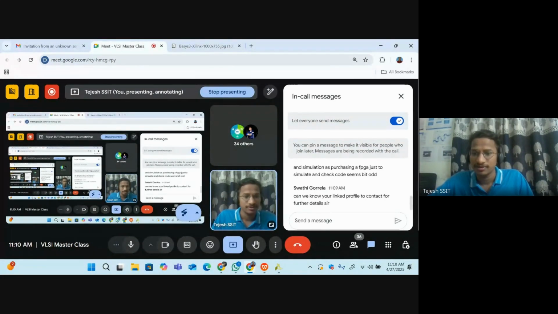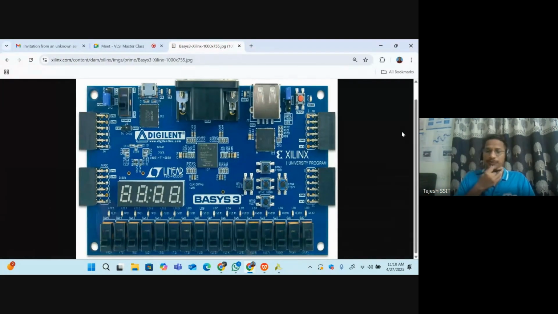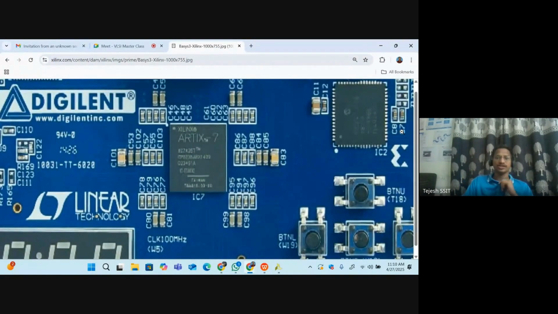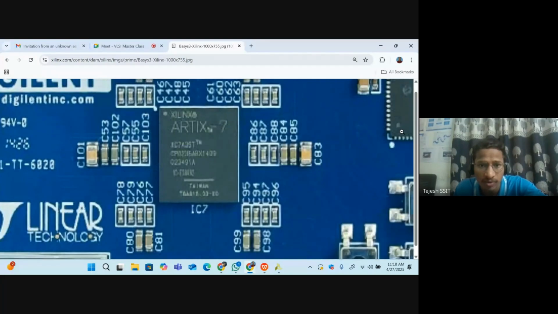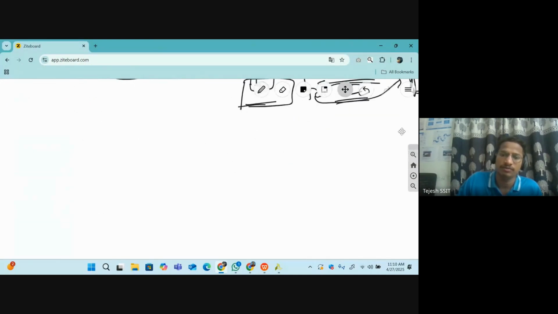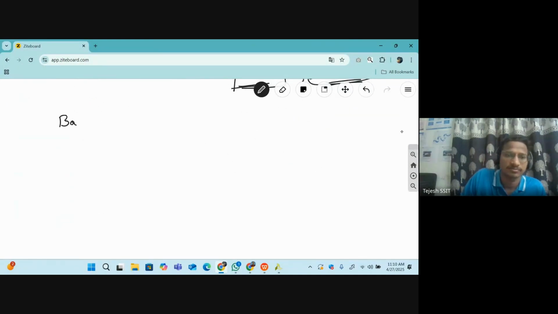Coming to the Basys board, I will use the board also. So this is the central chip. You can see the name. Has anyone observed what is written here? Xilinx Artix-7 XC7A35T. You did not observe these words, so I will write it on the board. Coming to the Basys 3 FPGA board.